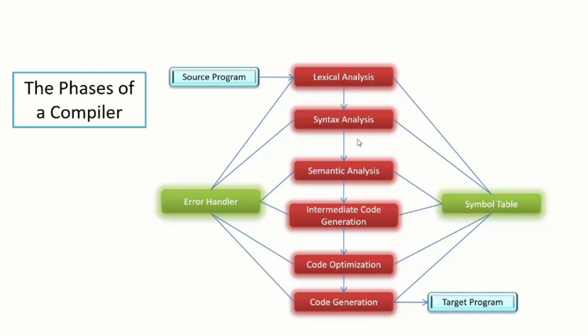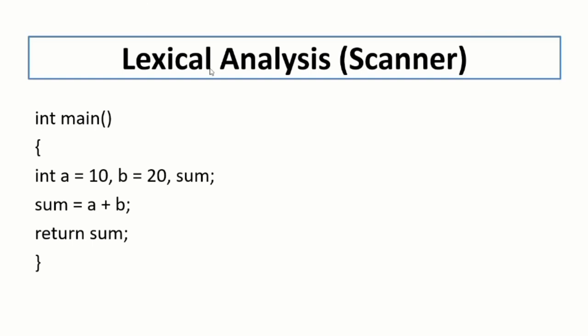So the lexical analyzer, that means the scanner, reads the source code character by character and converts it into tokens. A token is the smallest unit in the program, such as a keyword, identifier, literal, or operator. In the lexical analysis phase, the high-level language is given as input, and then it is converted into a stream of tokens. Coming to the example, in this program we are performing the addition operation.